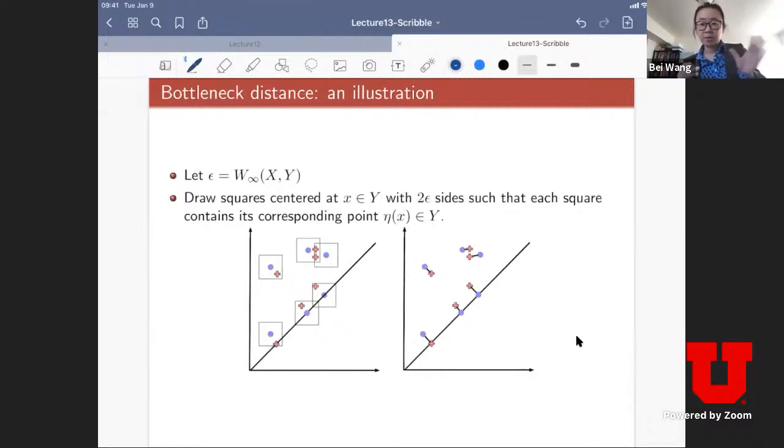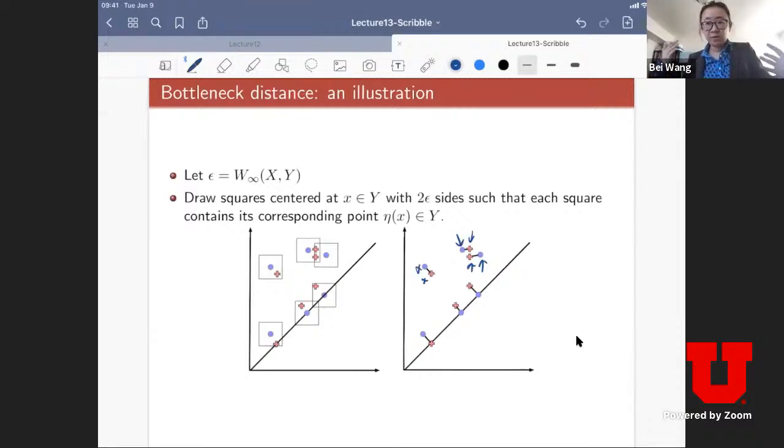But remember, this has to be a bijection. So for example, this blue point is mapped to this red point, and this blue point is mapped to this red point, right? So you are looking at your nearest neighbors in the off-diagonal space, but if your neighbor is already matched, then you have to match to somebody else, right? So it's not a many-to-many matching, it's a bijective matching.